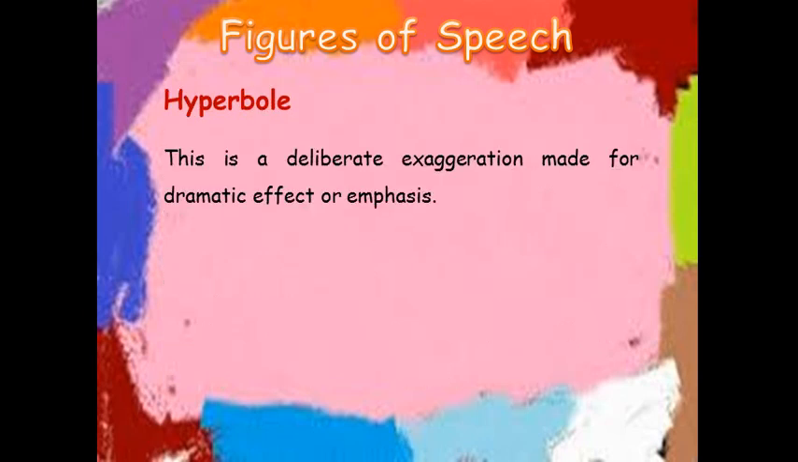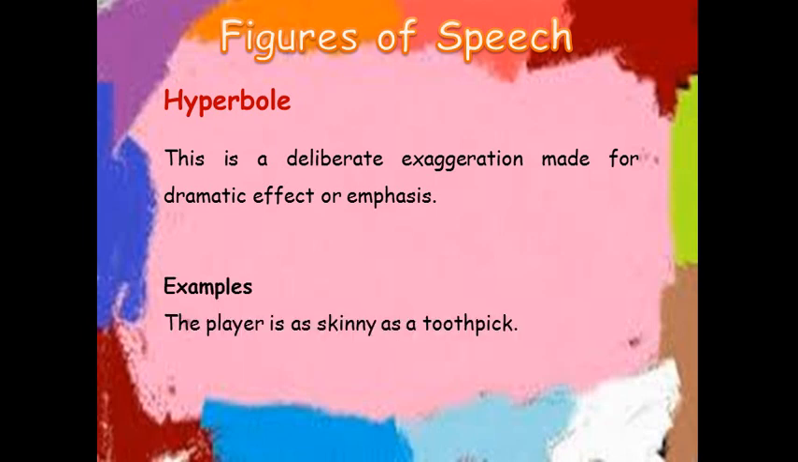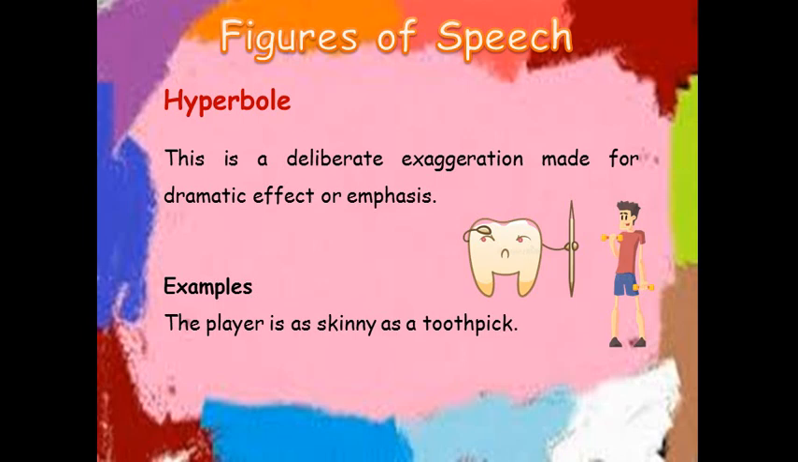Hyperbole. This is a deliberate exaggeration made for dramatic effect or emphasis. For example, the player is as skinny as a toothpick. I'm sure you've never met a human being that is as thin or skinny as a toothpick. This expression is referred to as a hyperbole. There is a deliberate exaggeration just for effect.